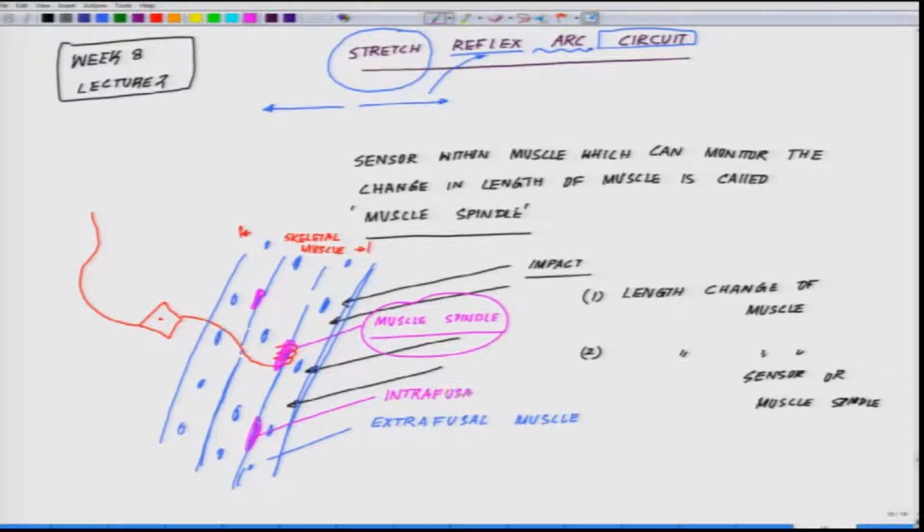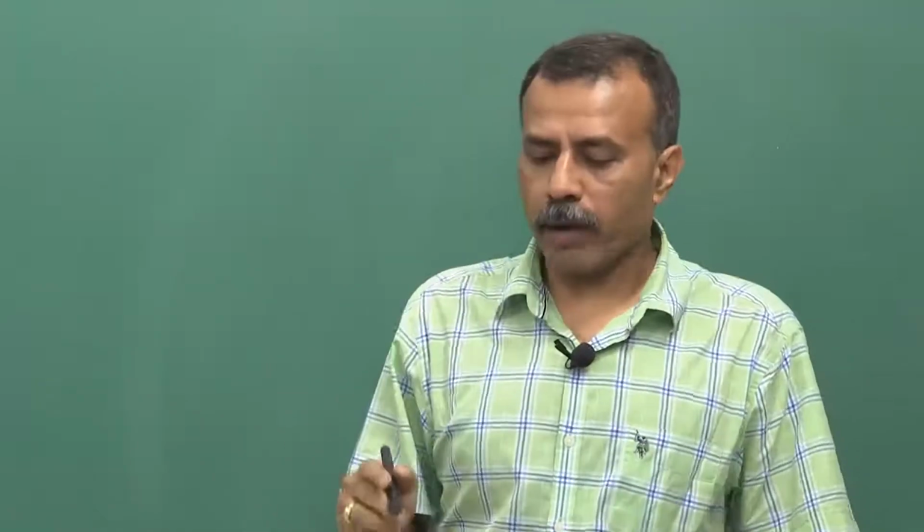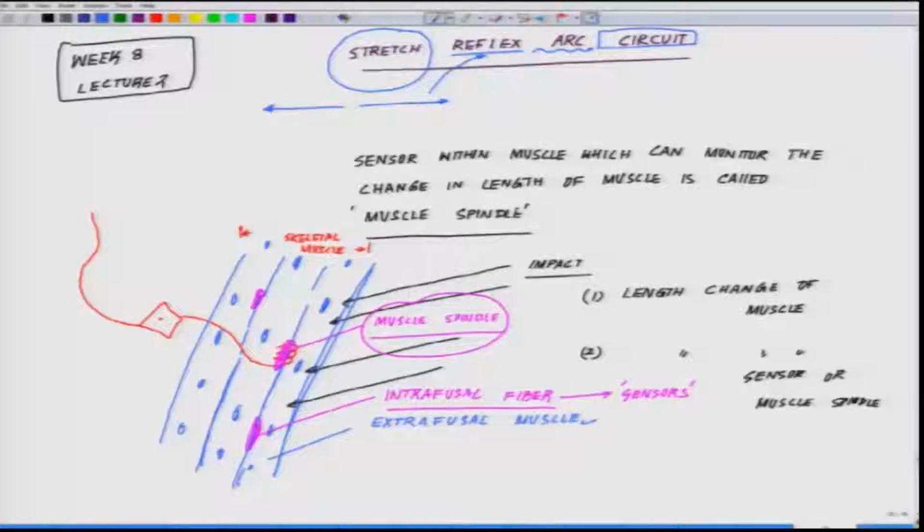whereas this muscle spindle is the intrafusal fiber. Interestingly, intrafusal fibers are the ones which act as sensors. They have some very unique electrical properties unlike the extrafusal fibers. Their electrical properties are different, they behave differently.